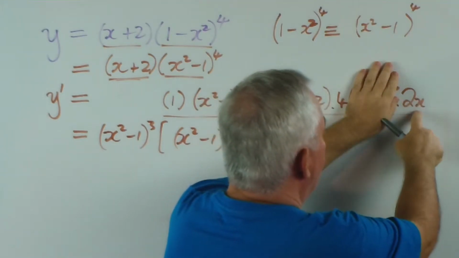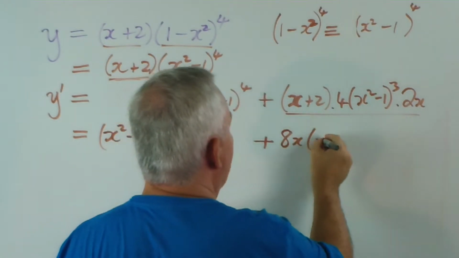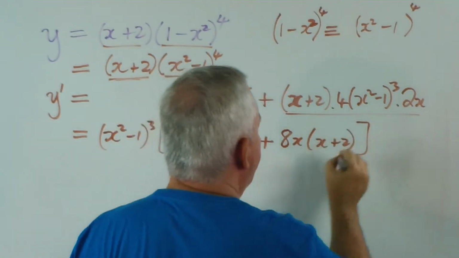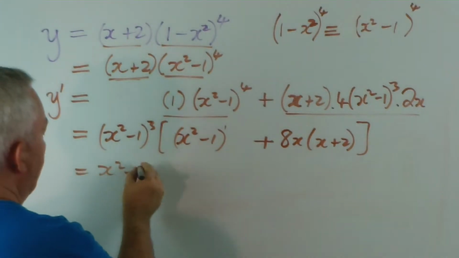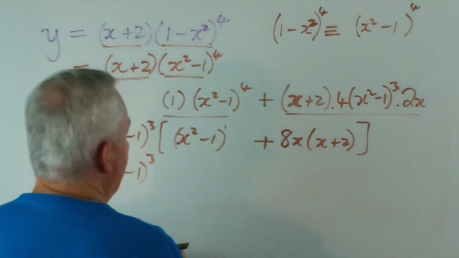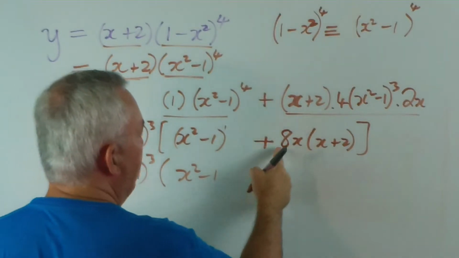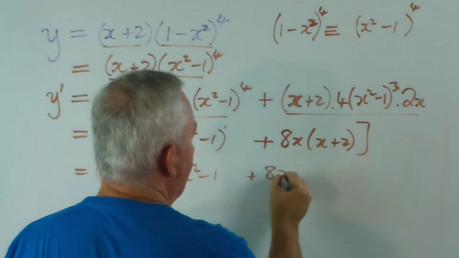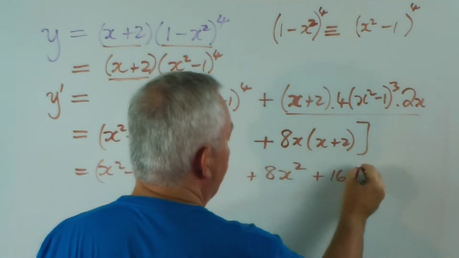Now 4 times 2x is 8x times this. So I'm going to write it 8x times (x plus 2). And let's see what we get. (x squared minus 1) cubed. Expand this. (x squared minus 1). And here we're going to get 8x squared. And 8x times 2 is 16x.